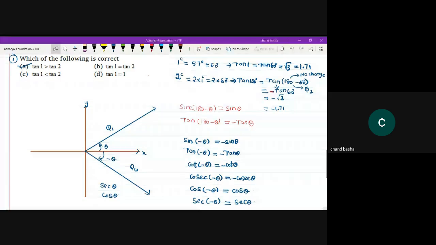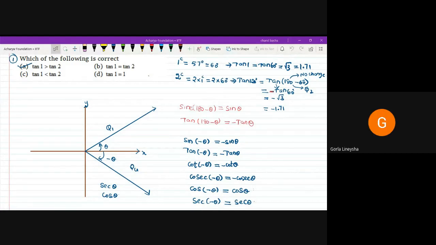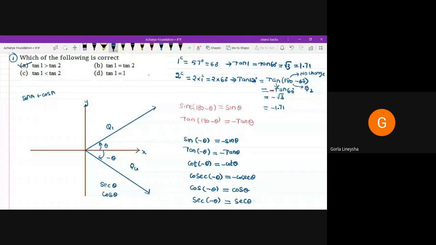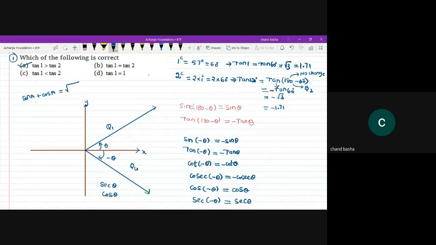Sir, this is actually a homework sum, so I am asking. Can you tell me the question? Sir, sine A plus cos A is equal to root cos A, then find the value of tan A. No, you have given root 2 cos A. Root 2 cos A. Okay.